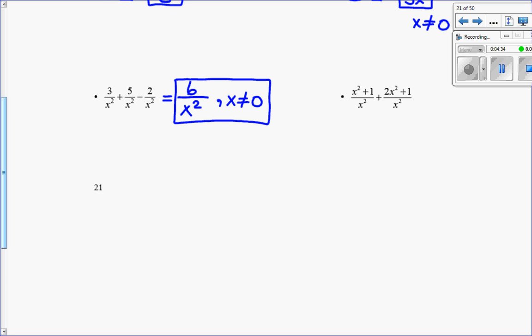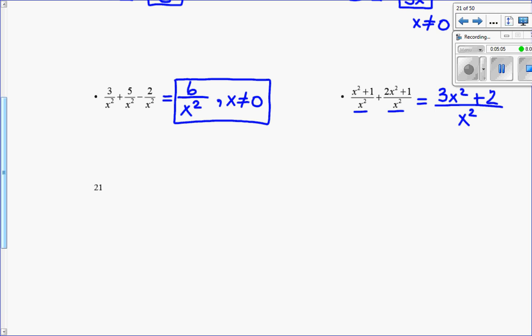Okay, and in this fourth example, I've got x squared plus 1 plus 2x squared plus 1, and those are both over denominators of x squared. So again, they've made this so easy for me by giving me a common denominator. So I can just add straight across. I've got x squared plus 2x squared, that's 3x squared, 1 plus 1, which is 2, and that's over the common denominator of x squared.